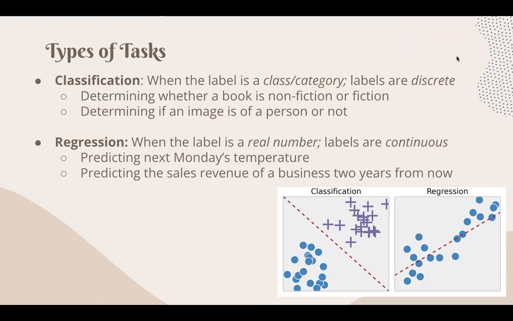Regression is when the label is a real number and the labels are continuous. So going back to our previous example about fruits, if you were trying to predict the size of a fruit, this would be a regression model because the label is going to be a real number, so in centimeters, how large is the fruit? Another example would be predicting next Monday's temperature. This is not a yes or no question. You need to predict with numbers, or predicting the sales revenue of a business two years from now.